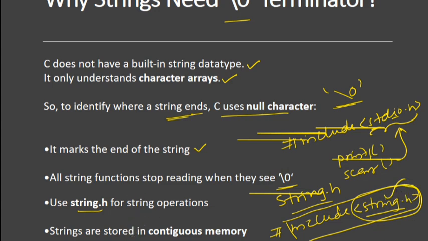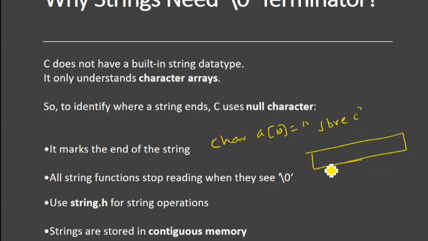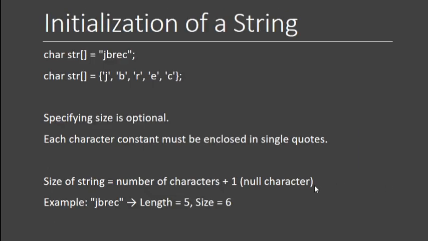Strings are stored in continuous memory. For example, I'm writing like this: JBREC. Now a string is a one-dimensional array. Assume it is a variable A, and the starting address is 1000. Then 1001, 1002, 1003, 1004, and 1005. All the characters are stored in continuous memory locations.